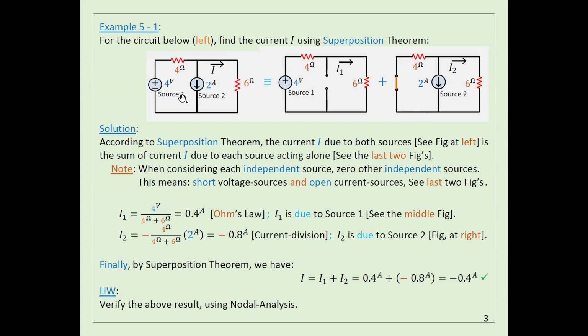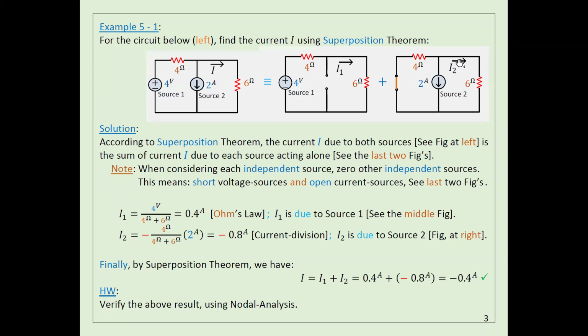And then I will keep the second source and cancel the other one. But the way I cancel this one is actually a short circuit, as you see here. Now I can calculate the current here. And the final current I is the summation, I1 plus I2.